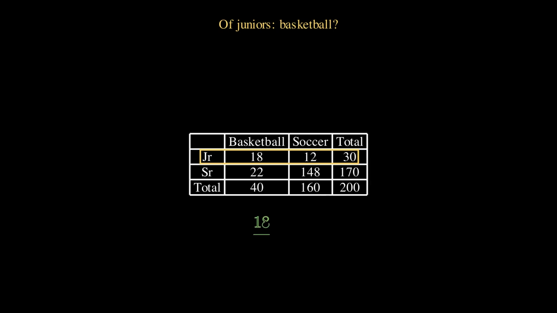For basketball among juniors, that is 18 out of 30. For soccer among juniors, it would be 12 out of 30. Always match the condition to the row or column total.